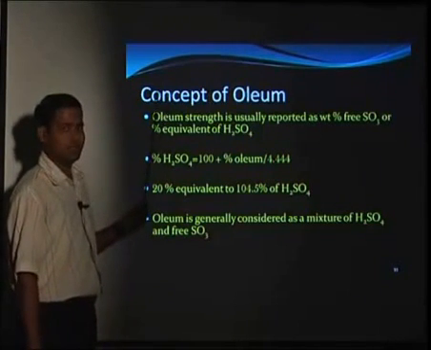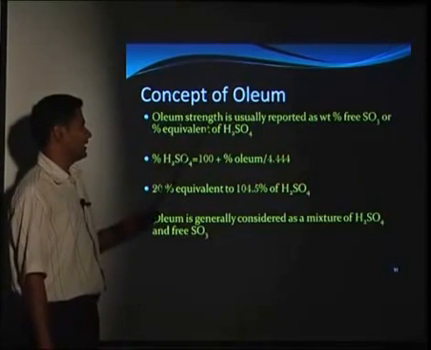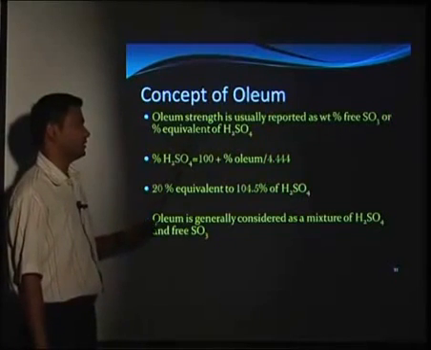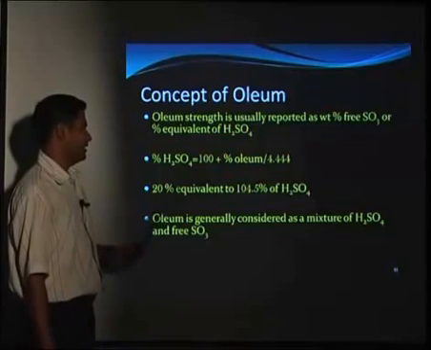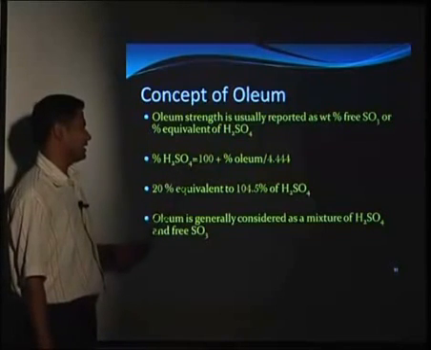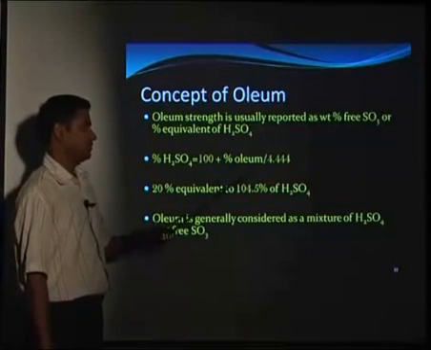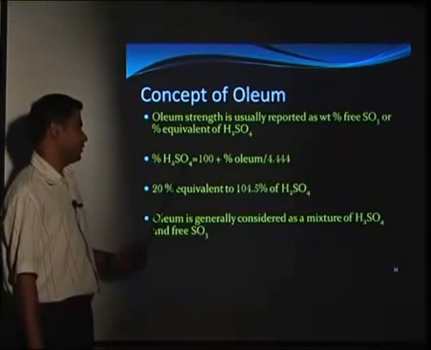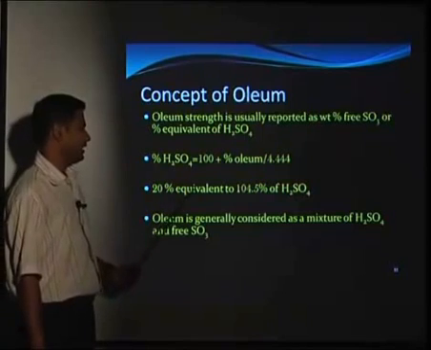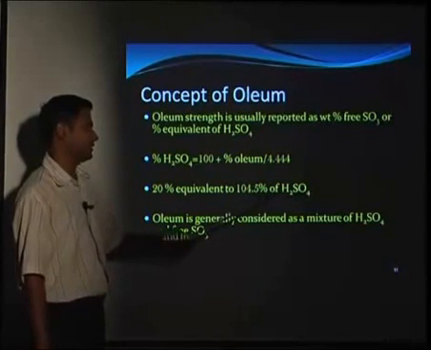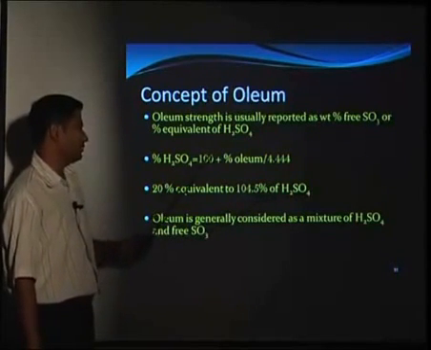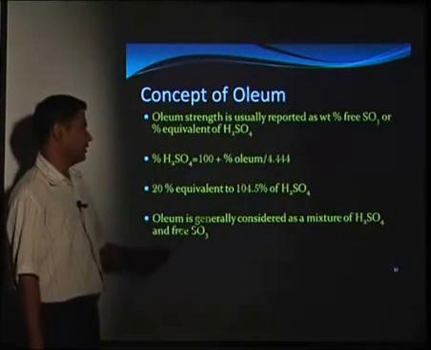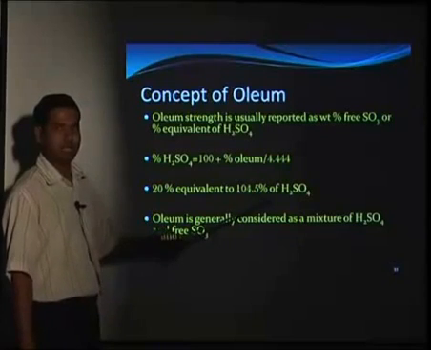Now we will see what is meant by oleum. Oleum strength is usually reported as weight percent free SO3 or percentage equivalent of sulfuric acid. And we can calculate percent sulfuric acid as 100 plus percentage oleum by 4.444. If we use this formula, then 20% oleum is equivalent to 104.5% of sulfuric acid: 100 plus 20 by 4.444 leads to 104.5% sulfuric acid.